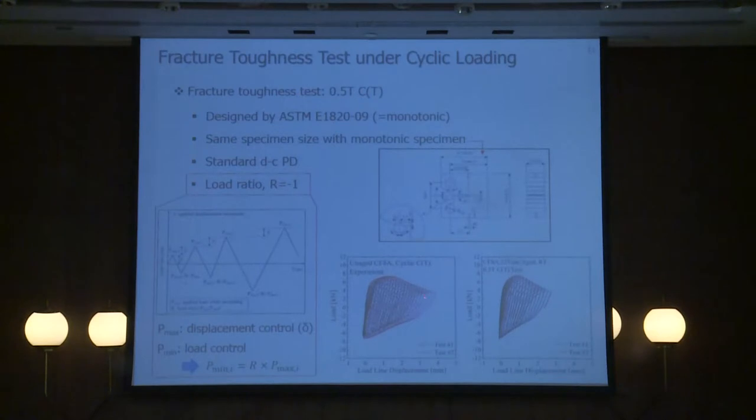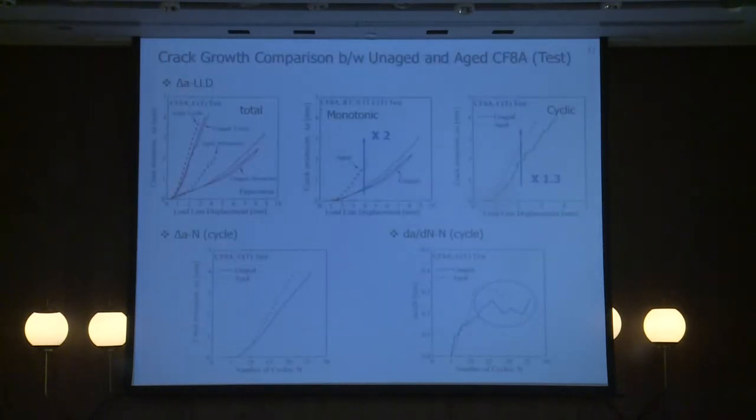So these two graphs show the load line displacement curve of unaged and aged CF8A. And this is the crack growth comparison for unaged and aged CF8A test data. When you see this monotonic data, as I mentioned before, the crack extension of the aged one is almost 2 times faster than the unaged one. And under cyclic loading, the aged one is about 30% faster. So it means that the difference of crack growth becomes smaller when the loading type is changed from monotonic to cyclic.